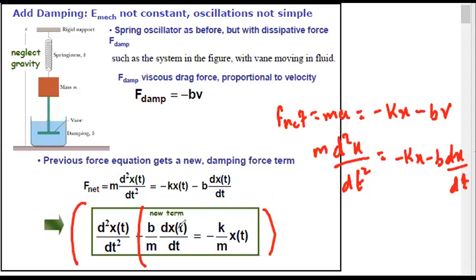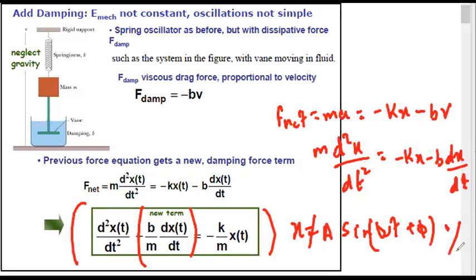Now, this is one additional term. Yes or no? If you remember, this is one additional term, right? So the equation of x will not be A sin(omega t plus phi), right? Okay, it will not be like this. Yes or no? Tell me.